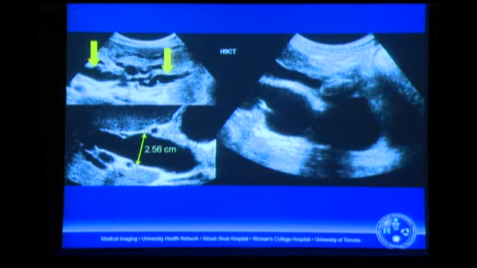and then once you've found the level of obstruction, you have to try and decide the cause. Is it a stone or is it a tumor? So that's the big distinction. The clinical presentation may help you, and here we see a large stone.